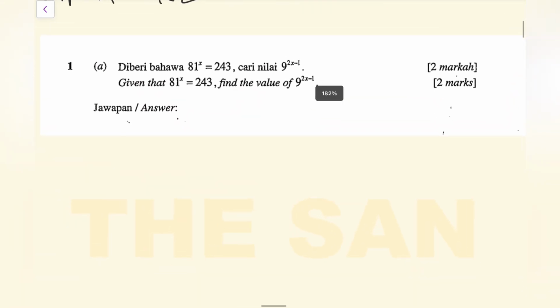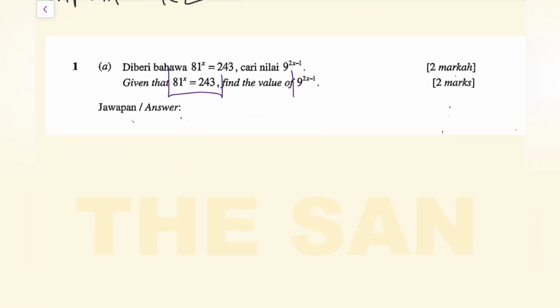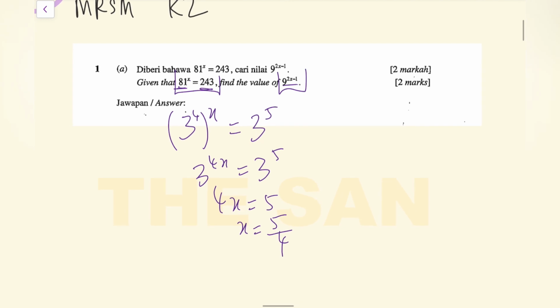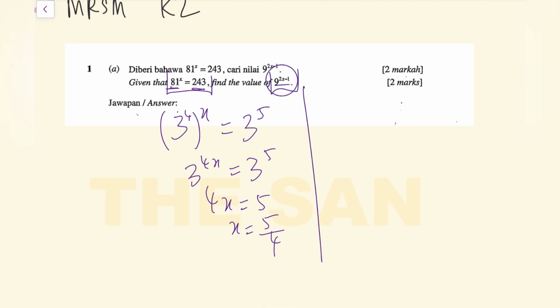So now the next question. Alright, so now given this, find the value of this. From here I can see that actually these 3 can have the same base, which is 3. So 81 will be 3 to the power of 4, and 81 to the power of x means this to the power of x. And 243 will be 3 to the power of 5. And then from here I can find out the value of x, right? So 4x = 5 and x = 5/4. And then now I want to find the value of this, so I just substitute x into this, and I will get the answer 27.